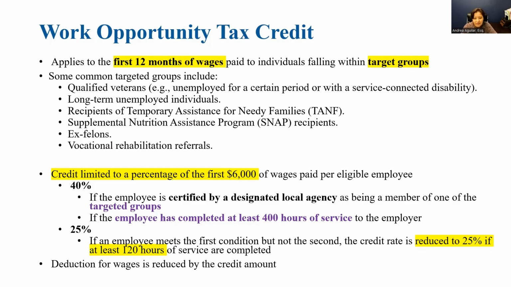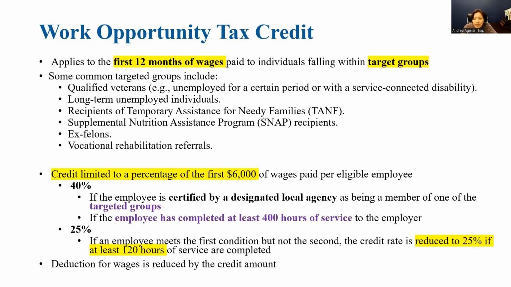So the scenario is this. You have an employee, you have paid this employee $10,000 for the first 12 months of work. And we want to know what is the work opportunity tax credit. Well, the work opportunity tax credit will be 40% of the first $6,000. And that is $2,400. Great, I'm going to get a tax credit of $2,400.